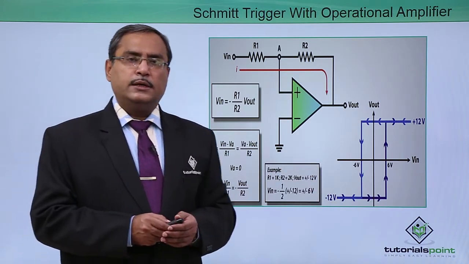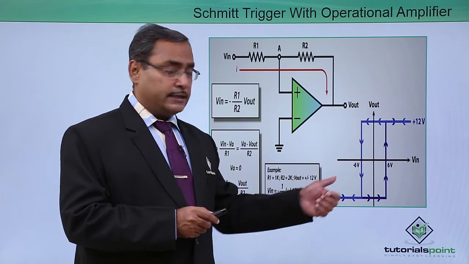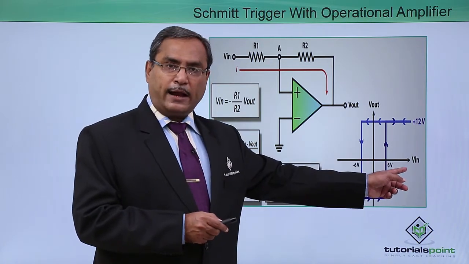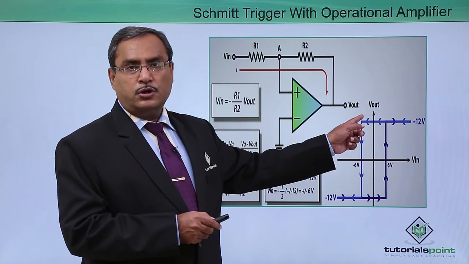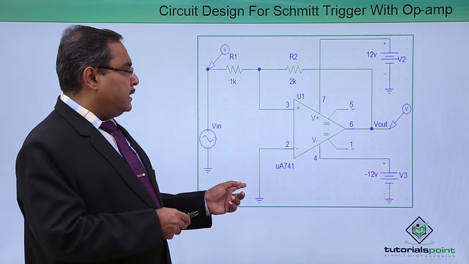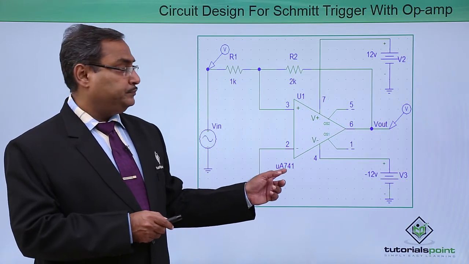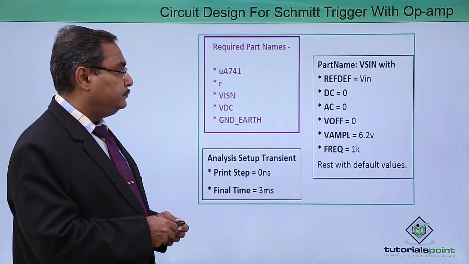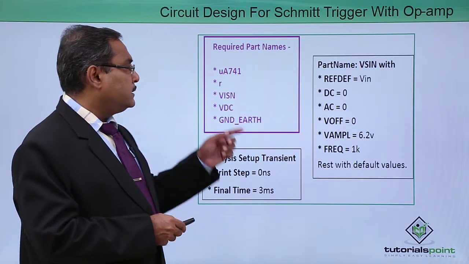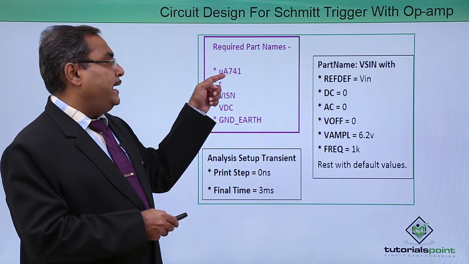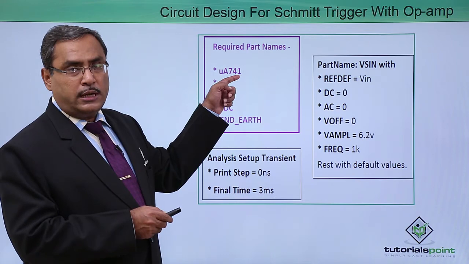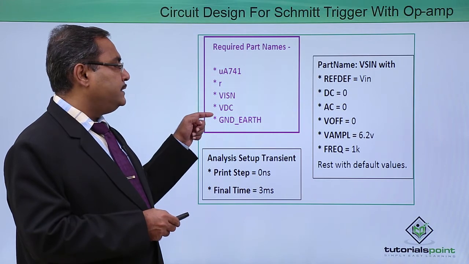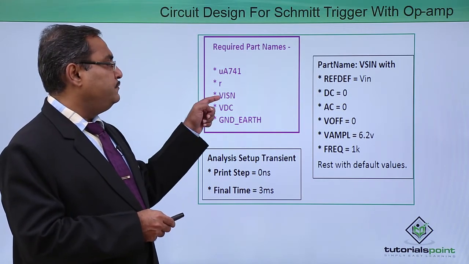So let us simulate all this on our PSpice software and see whether such graphs are available as a simulation output or not. Remember, here we are plotting Vin across the x-axis and Vout across the y-axis. This is the respective PSpice circuit for the simulation of the Schmitt trigger. What are the parts we required here? This is our UA741, that is the respective operational amplifier IC number 741. This is the resistance, Vsin, and this is our VDC, and here we will be having our ground earth.